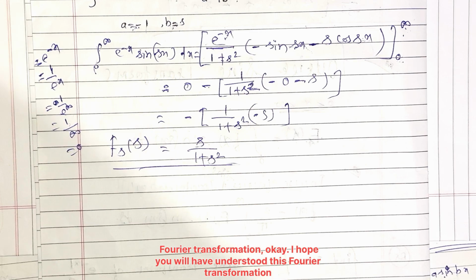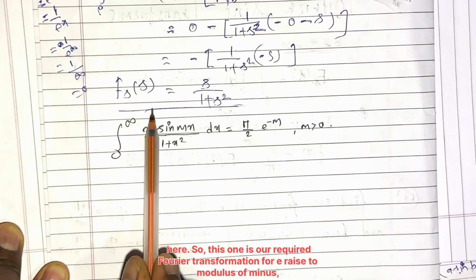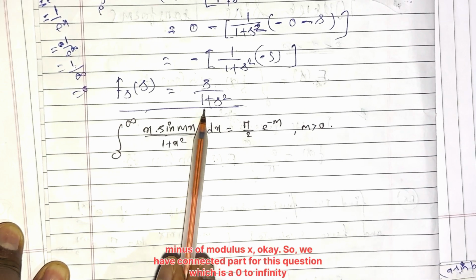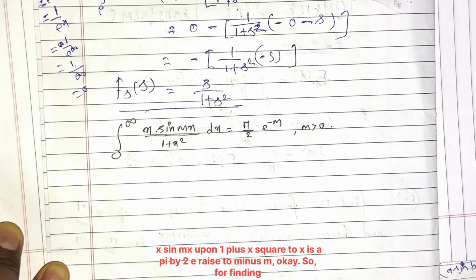I hope you all have understood this Fourier transformation here. So this one is our required Fourier transformation for e raised to minus modulus of x. So we have the connected part for this question, which is integral from 0 to infinity of x sine mx upon 1 plus x square dx is pi by 2 e raised to minus m.